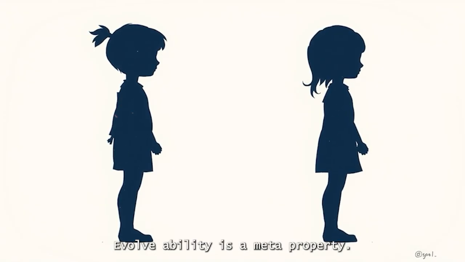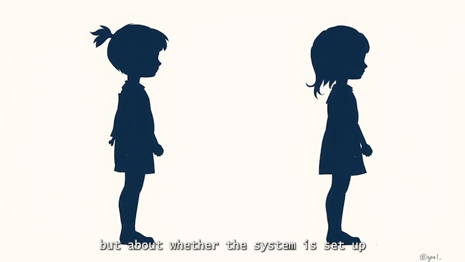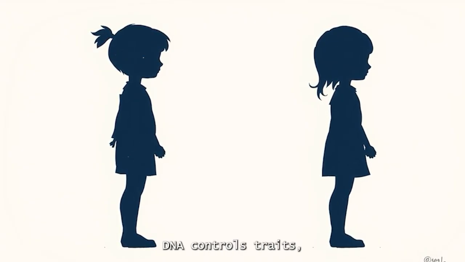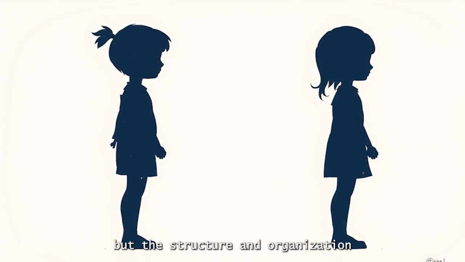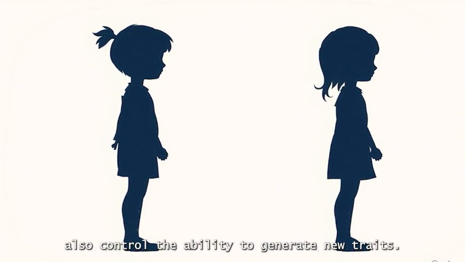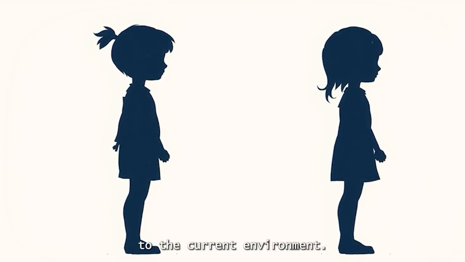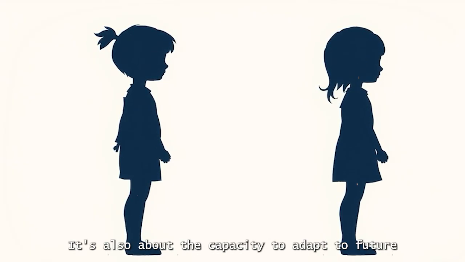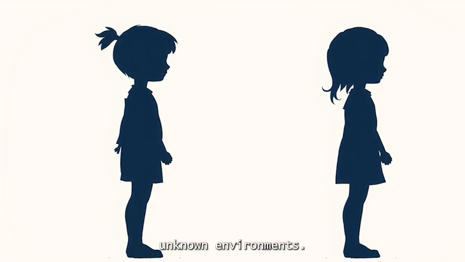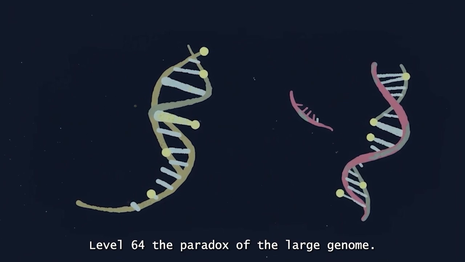Evolvability is a meta-property. It's not about whether a particular trait is adaptive, but about whether the system is set up to produce adaptive variation. DNA controls traits, but the structure and organization of the genome also control the ability to generate new traits. Evolution is not just about adapting to the current environment, it's also about the capacity to adapt to future, unknown environments. Level 64. The paradox of the large genome.